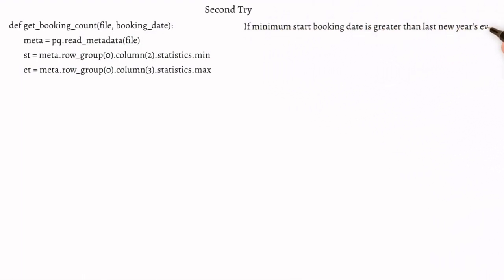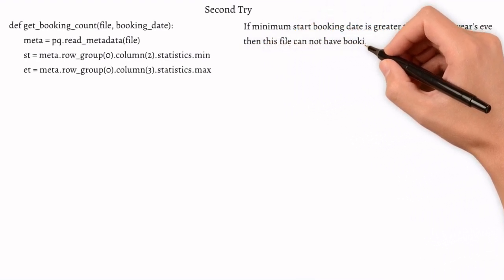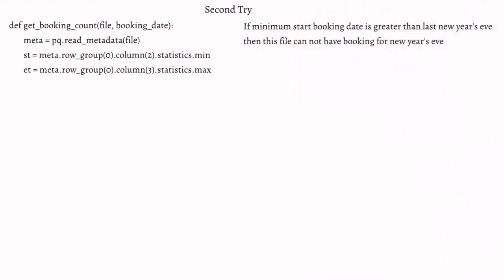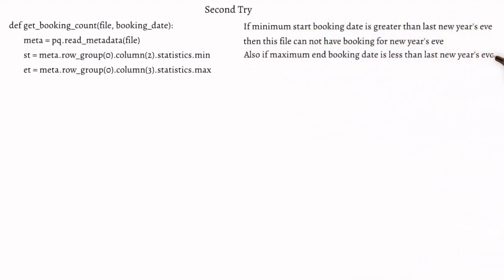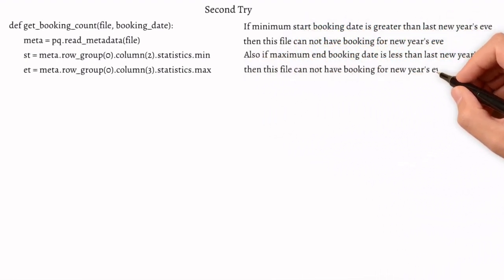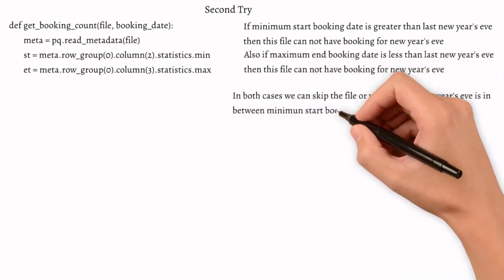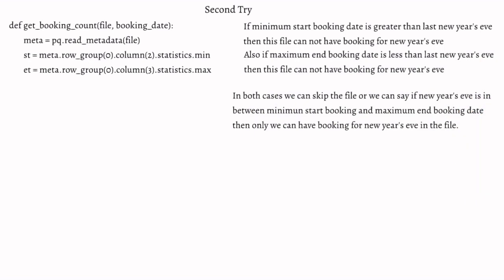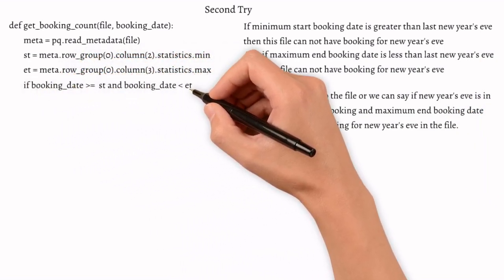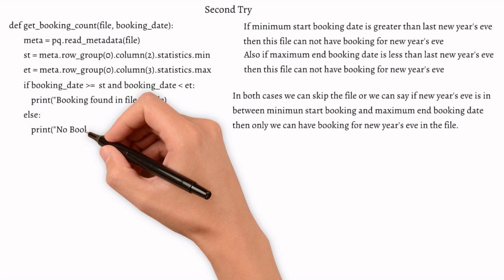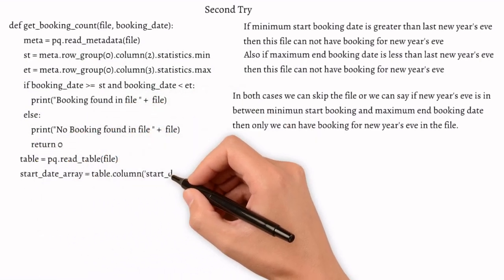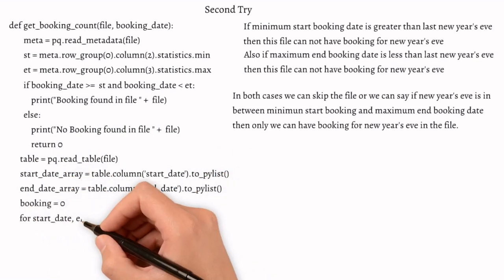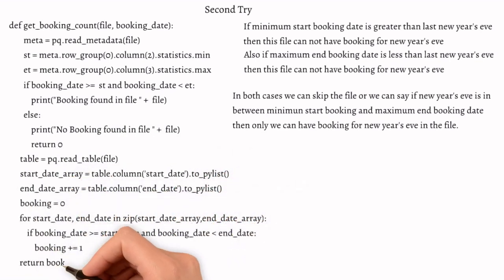If the minimum start booking date is greater than last New Year's Eve, then this file cannot have a booking for New Year's Eve. Also, if the maximum end booking date is less than last New Year's Eve, then this file cannot have a booking for New Year's Eve. In both cases, we can skip the file. In simple words, only if New Year's Eve is between the minimum start booking date and the maximum end booking date can the file have a booking for New Year's Eve.